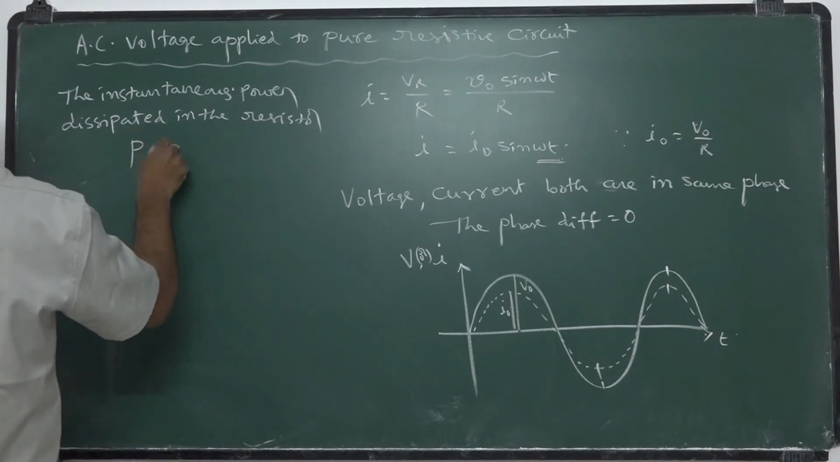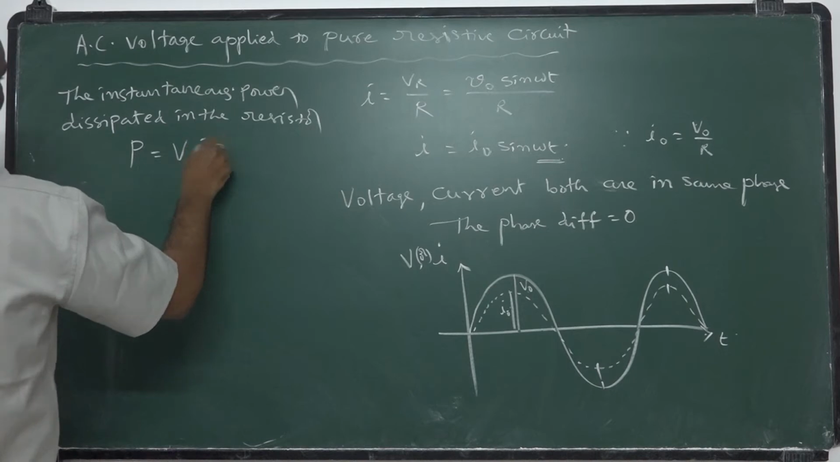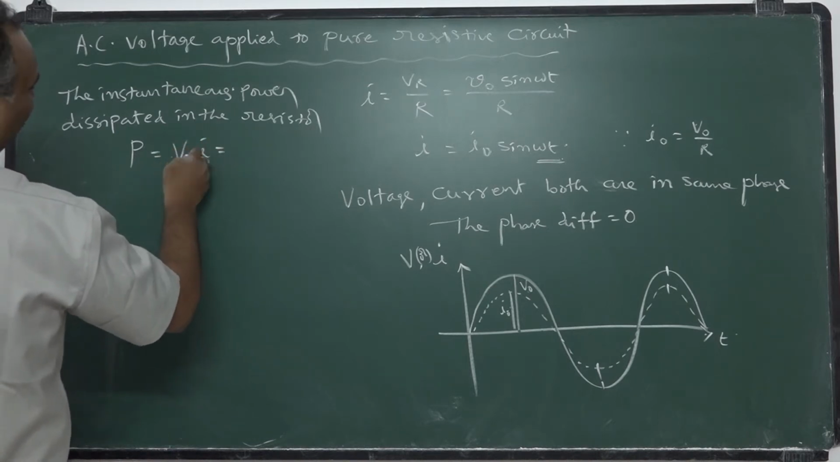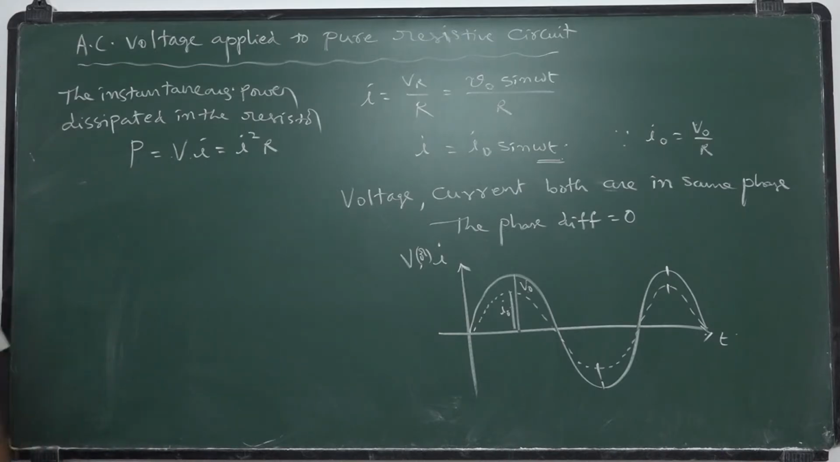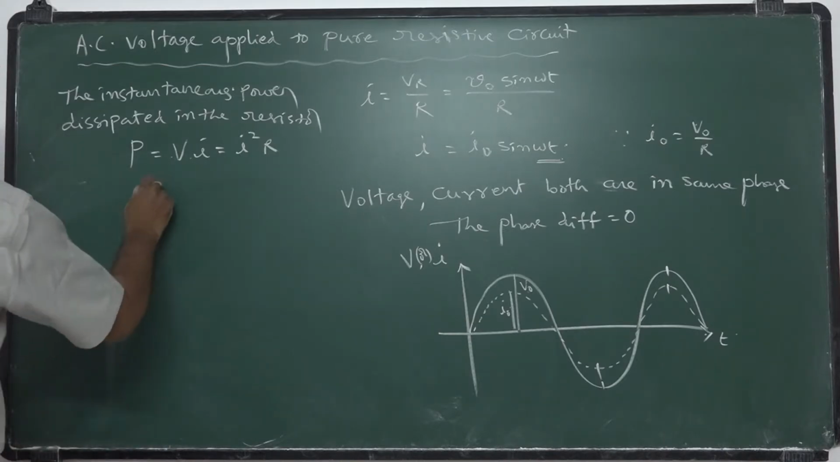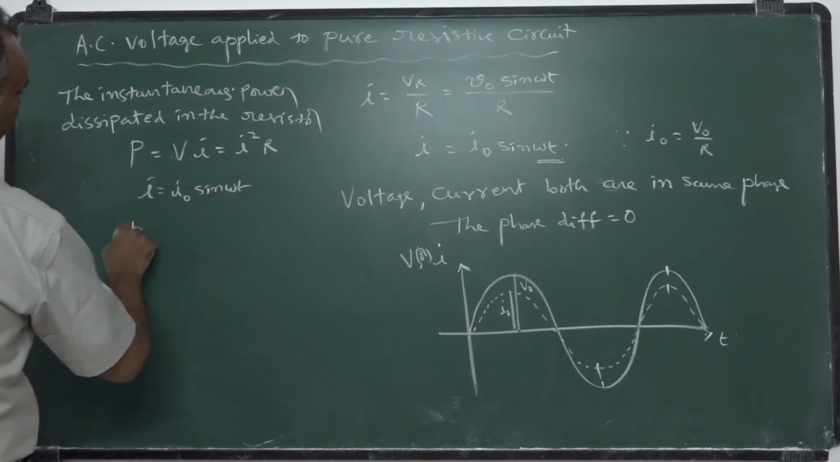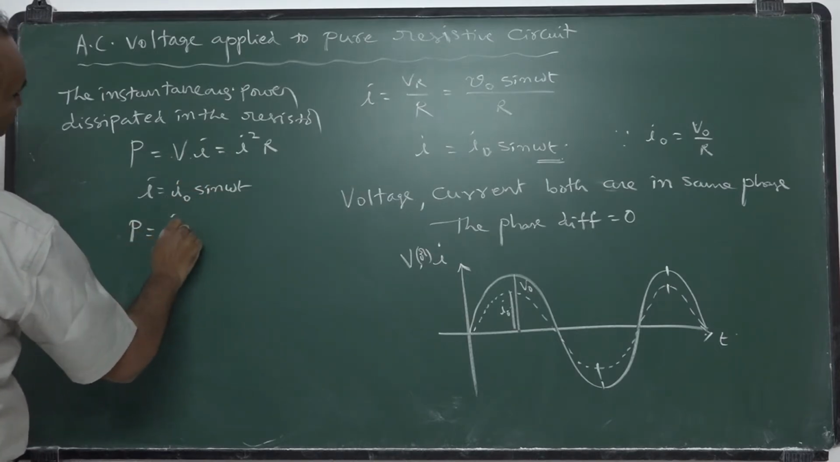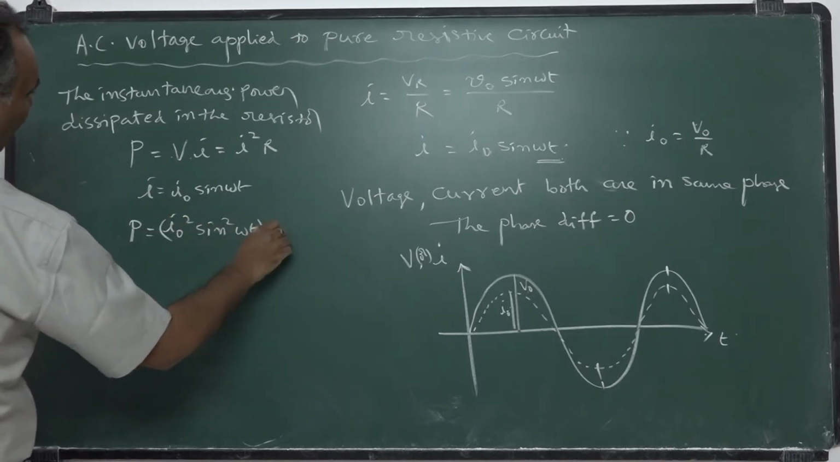So power is equal to voltage into current. In the place of V, I can take V is equal to IR. If I substitute it here, I square R is the power. Already we know that I is equal to I naught sine omega t. Hence the instantaneous power is given by I naught square sine square omega t into R.